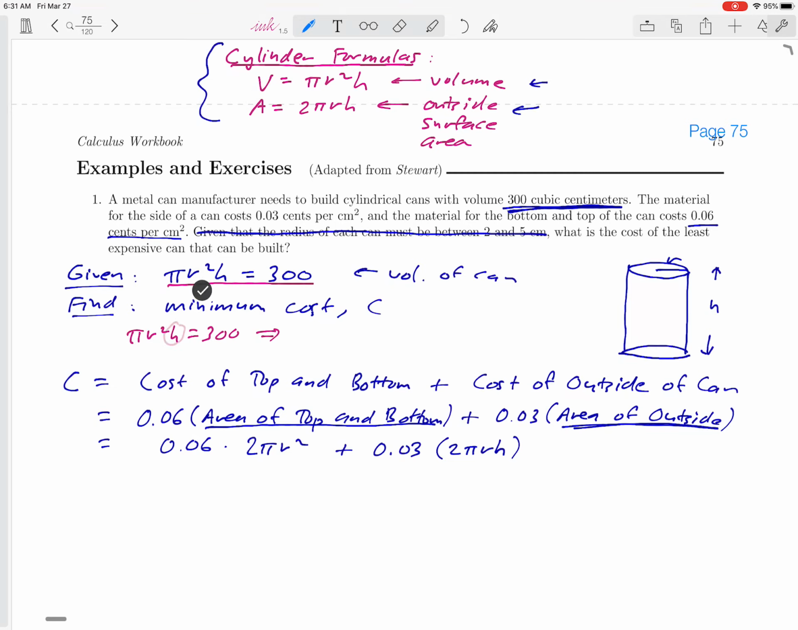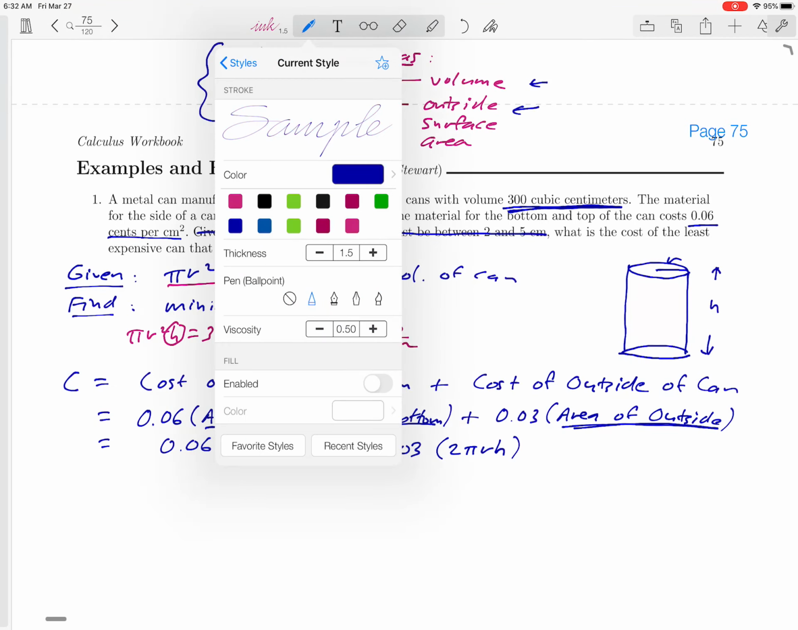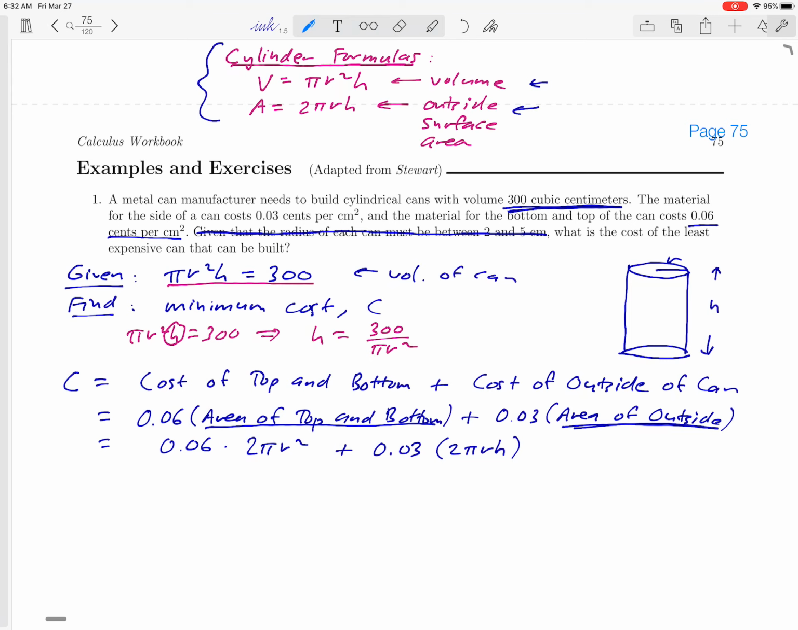Which variable do you think would be easiest to solve for here? It looks to me like h would be the easier one to get by itself since it's to the first power, so let's just divide both sides by pi r squared. That's going to give us h equals 300 over pi r squared. All right, and we'll take that and we'll substitute it into our cost function everywhere that we see an h.